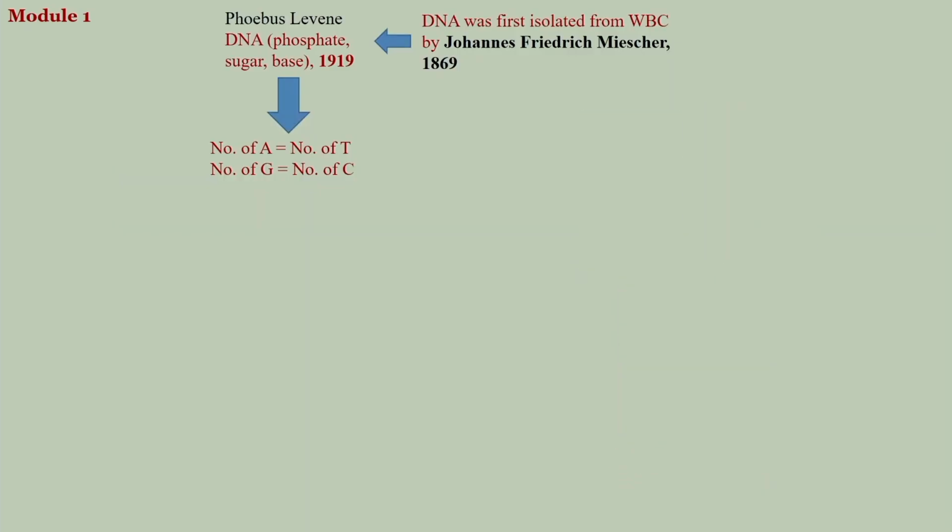These three people. DNA was first isolated in 1869 from white blood cells (WBC) by Johannes Friedrich Miescher, and then a key development was in 1919 when Levene found out the composition of the DNA, that it is not a single molecule, it consists of phosphate, it has a sugar unit in it, and it has a nucleobase, basically a heterocyclic base, in it. So it has three key important components. So that was one big discovery on DNA.